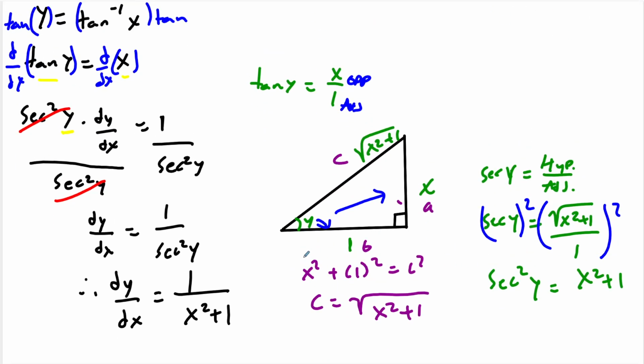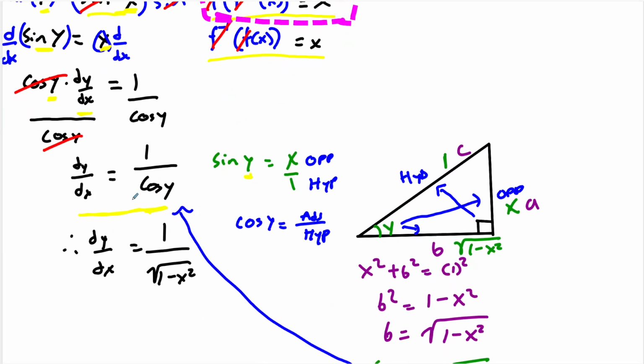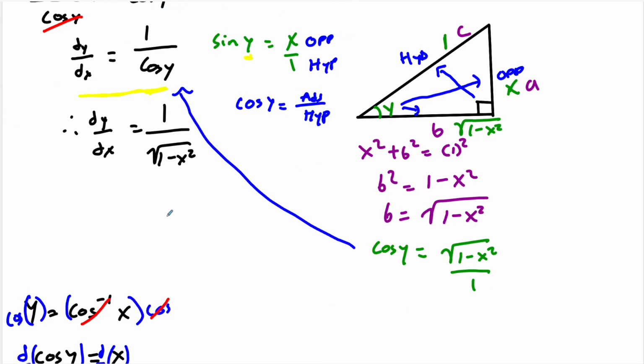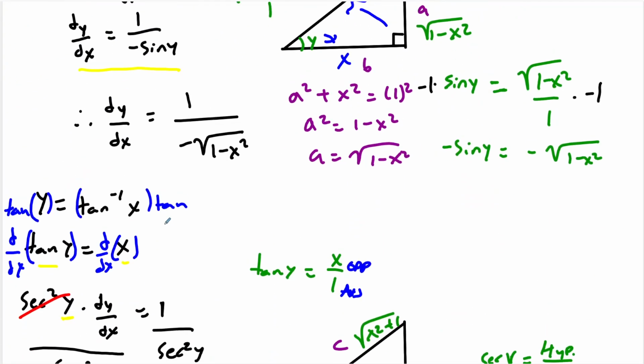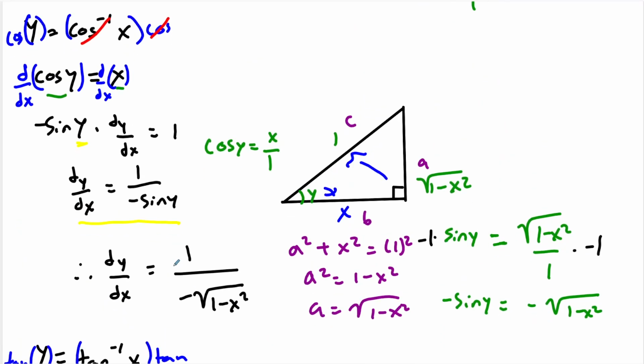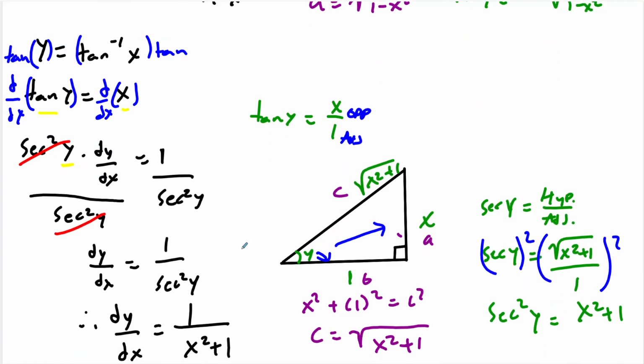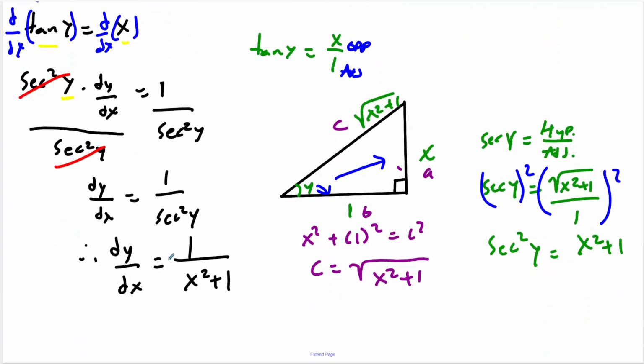So, hopefully you understand. The derivative of sine inverse of x is 1 over the square root of 1 minus x squared. The derivative of cosine inverse of x is 1 over negative square root of 1 minus x squared. The derivative of tangent inverse of x is just 1 over x squared plus 1.